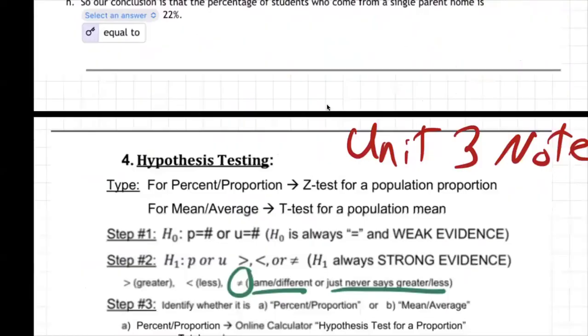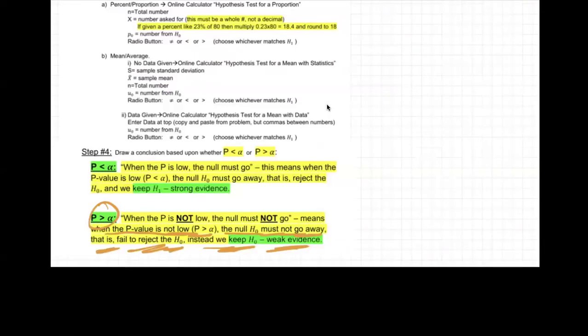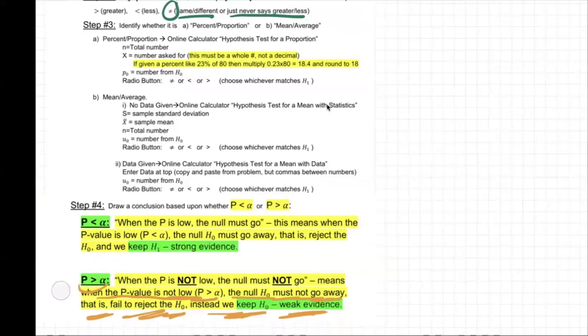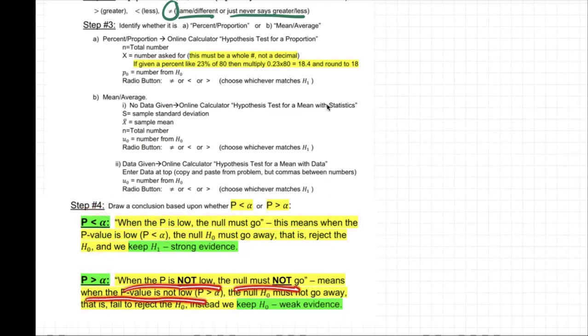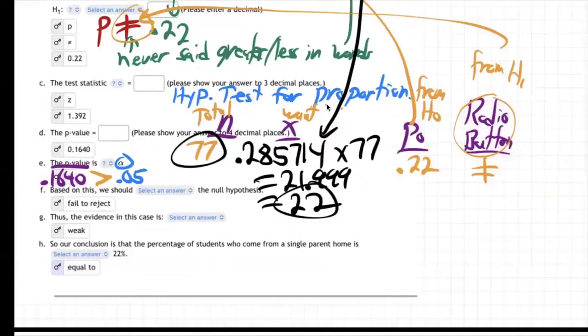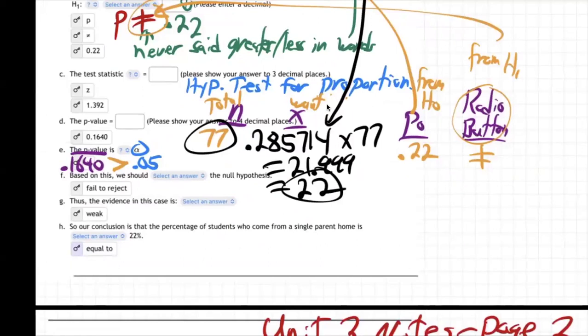So what does that mean? Well, you come on down to our conclusion. We have two options here, and we are on the second one, right? If p-value is less than alpha, you do this, but that's not us. So cross this out. Our p-value is greater than the alpha. So what does that mean? When the p is not low, the null must not go. Means when the p-value is not low, the null must not go away. That is, fail to reject the null, and so we keep the null, weak evidence. So I'm going to come back up here and write that saying just to be helpful.